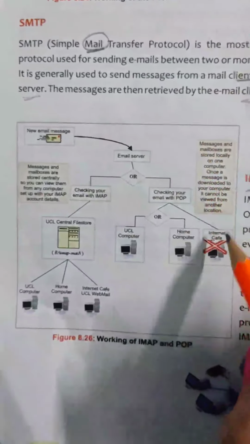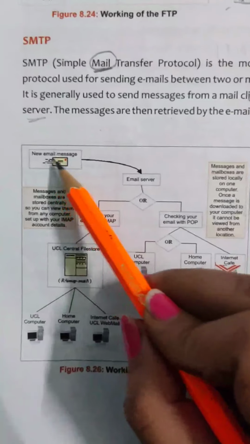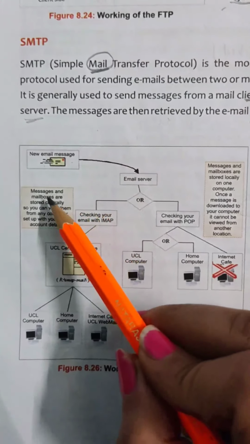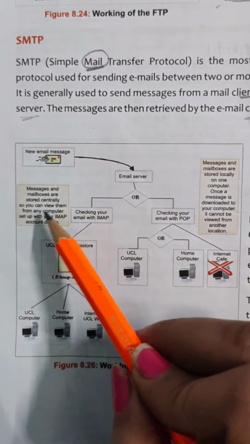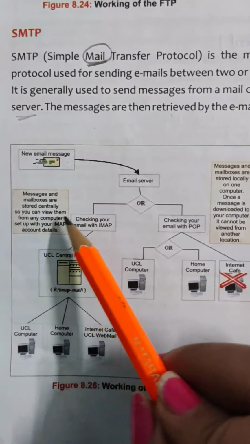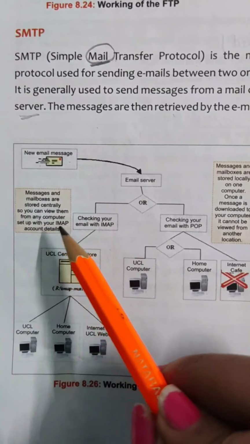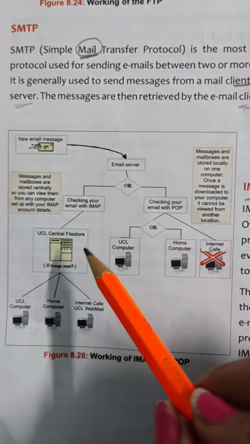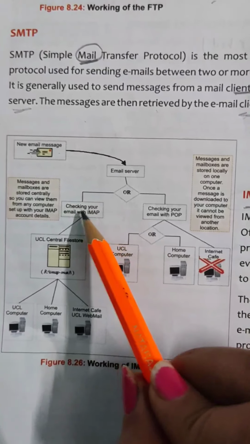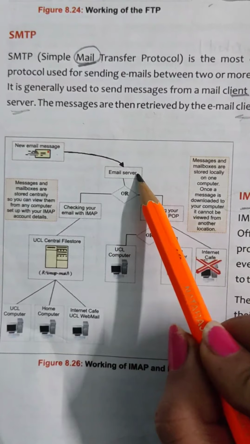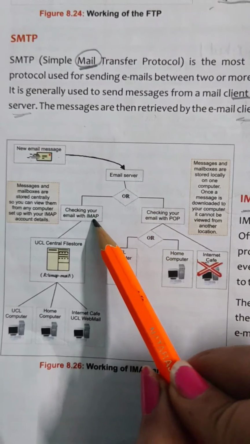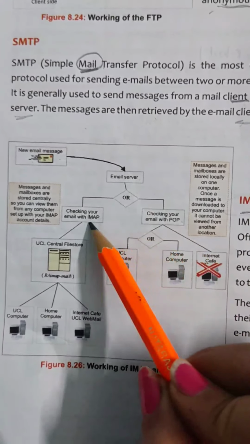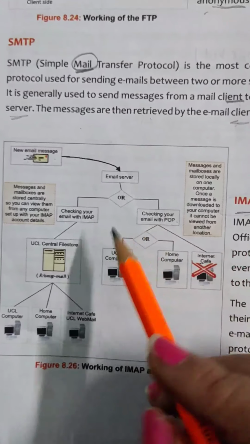Here one figure is given. New email messages are there, then messages and mailbox are stored centrally. So you can view them from any computer set up with the IMAP account details. Means you have to log in to that account also. Here, checking your email, first of all, the email server is there. IMAP or POP, one of these two will be active.